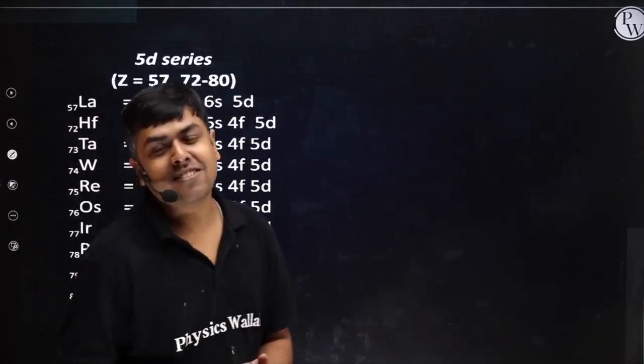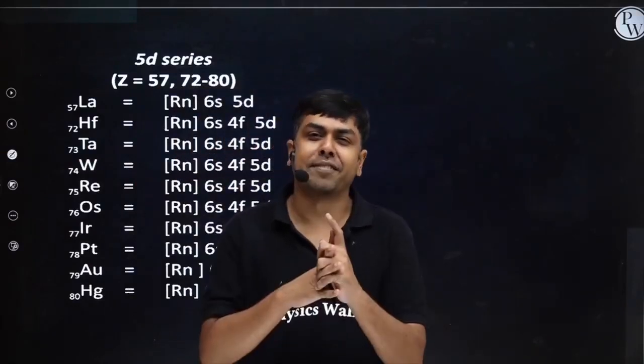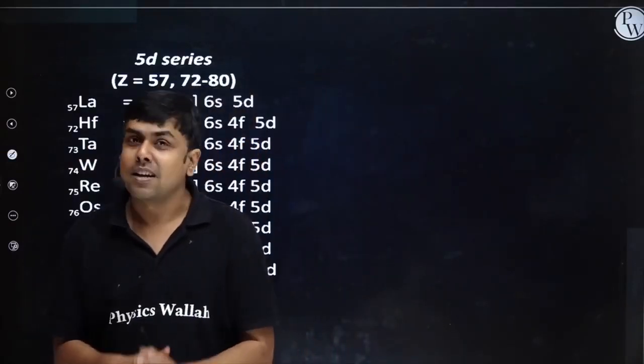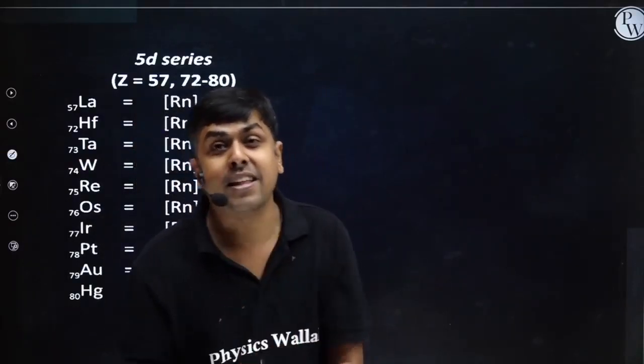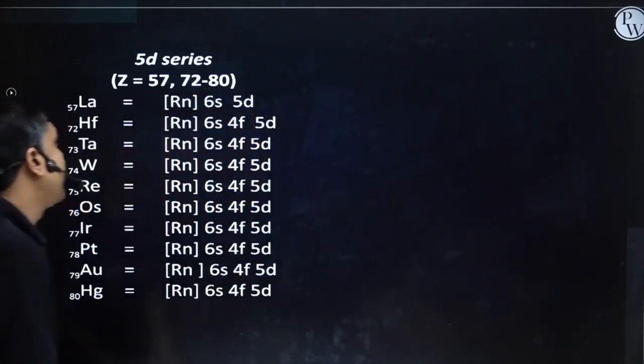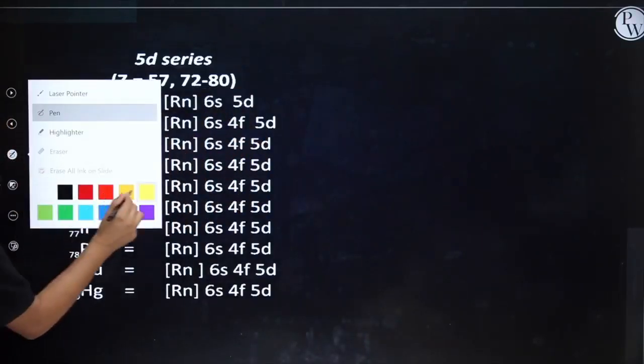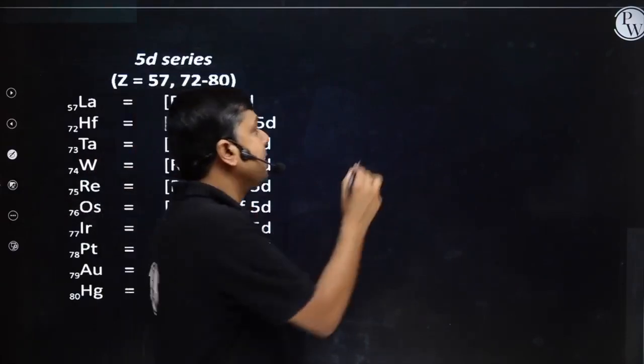Students, now let's start our discussion on this 5d series. Students, this 5d series starts with atomic number 57 and then it ends at atomic number 80.